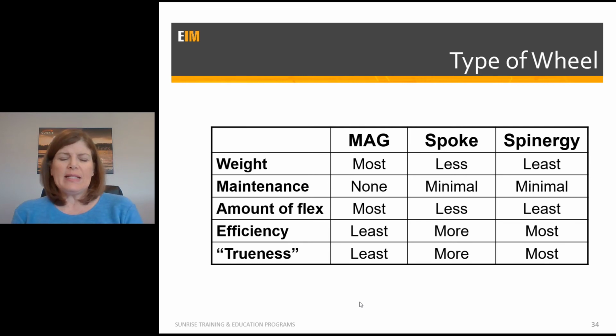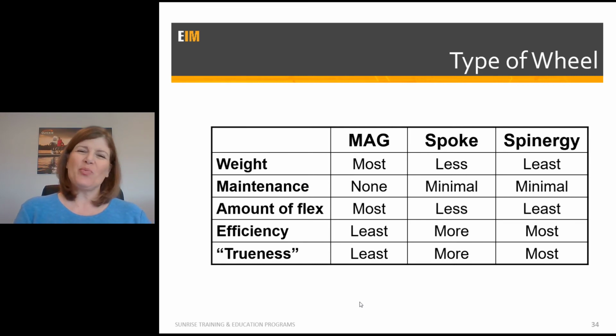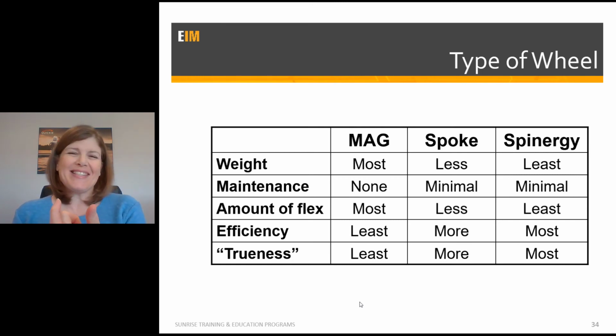Now, what you might see at the bottom is when I talk about trueness. And if I'm looking at a mag, what that means is any wavering that you might see. So if I took a mag wheel and I'm holding it in my hand and I spin it around, what I'm going to see is a little bit of wavering occurring.